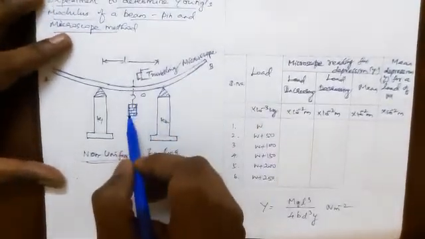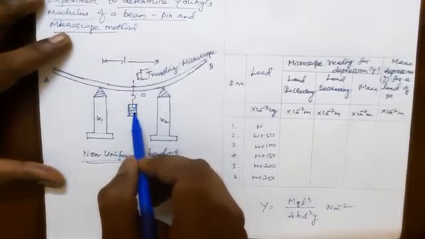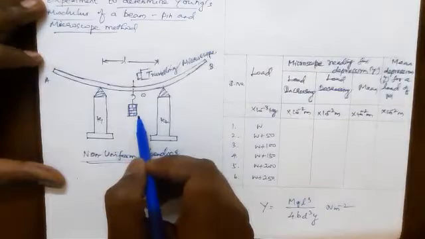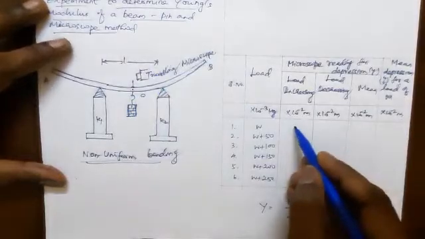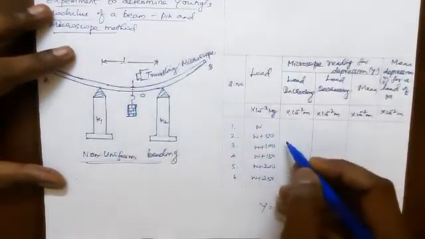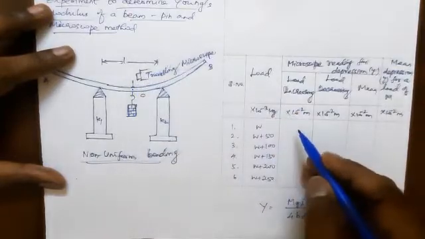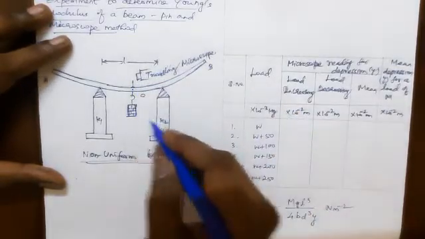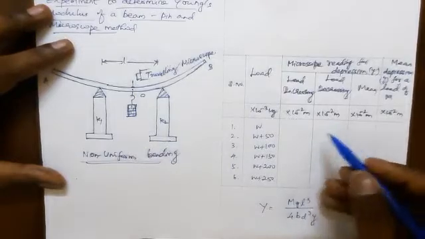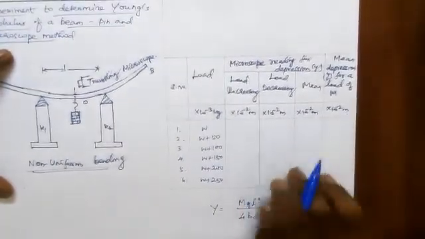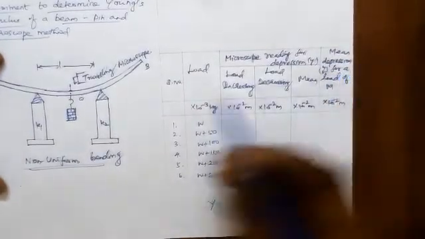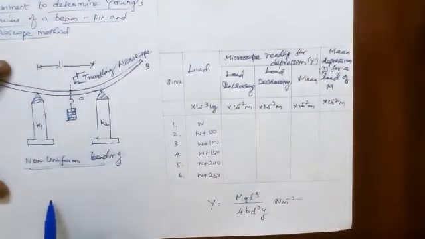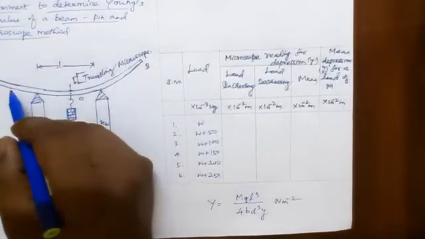Here we apply a load at the midpoint. First we apply the load W. Noted the traveling microscope reading here. We increase the load step by step. Noted the traveling microscope reading here. We also repeat the experiment for decreasing load. From this table, we can calculate the depression value, mean depression value Y. The breadth of the beam is measured by vernier caliper. The thickness of the beam is measured by screw gauge.